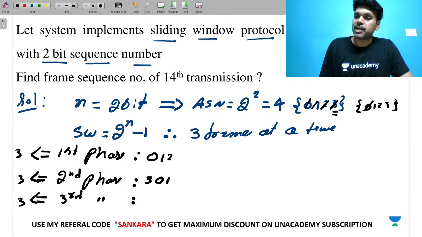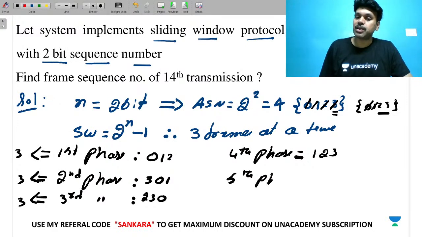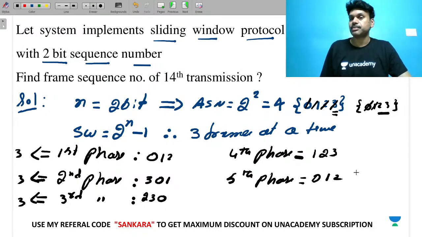So 0 completed, 1 completed. Next numbers are 2, 3, then followed by 0. And next the fourth phase I am starting. There also you are going to send 3 frames only. Already 2, 3, 0 you have used. So what are the next numbers? 1, 2, 3. So how many frames are completed so far? Let us see the fifth phase also. Your fifth phase is going to start. After 3, I have started 0, 1 and 2.